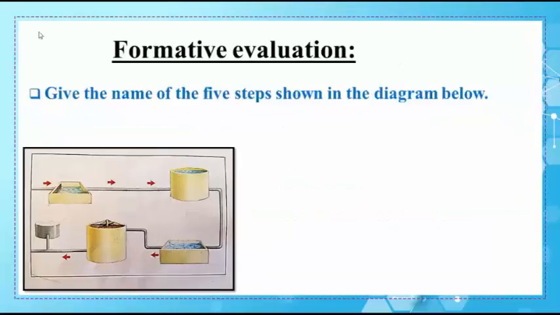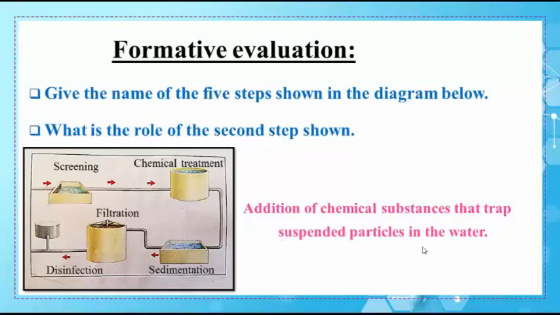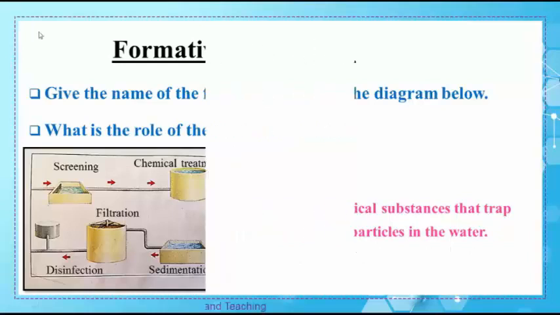Give the name of the 5 steps shown in the diagram below. Excellent! First, screening, followed by chemical treatment, then sedimentation, filtration, and finally disinfection. Good job. What is the role of the second step shown? It means chemical treatment. Excellent. It is the addition of chemical substances that trap suspended particles in the water.